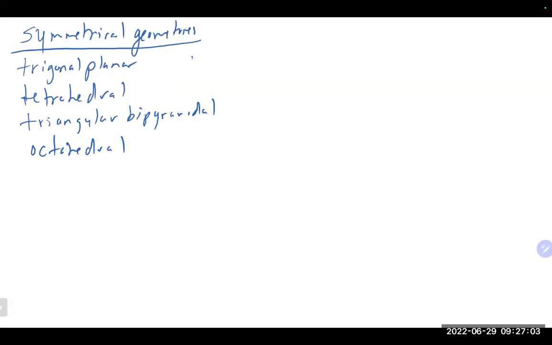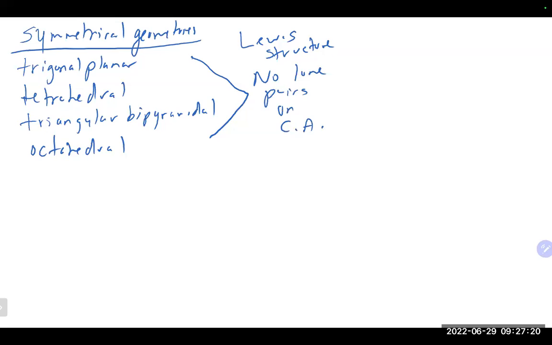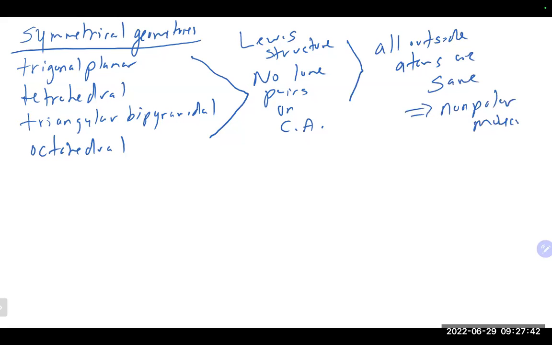What most of all these have in common is if you draw the Lewis structure, there are no lone pairs on the central atom. So on the central atom, there's no dots, basically. They're all bonded electrons. And if you have this situation and all the outside atoms are the same, it typically will result in a non-polar molecule. That is because in all these geometries, everybody ends up equal and opposite of each other. So if all the atoms on the outside are the same, they're all going to be pulling or pushing the same, and they will essentially cancel each other out.